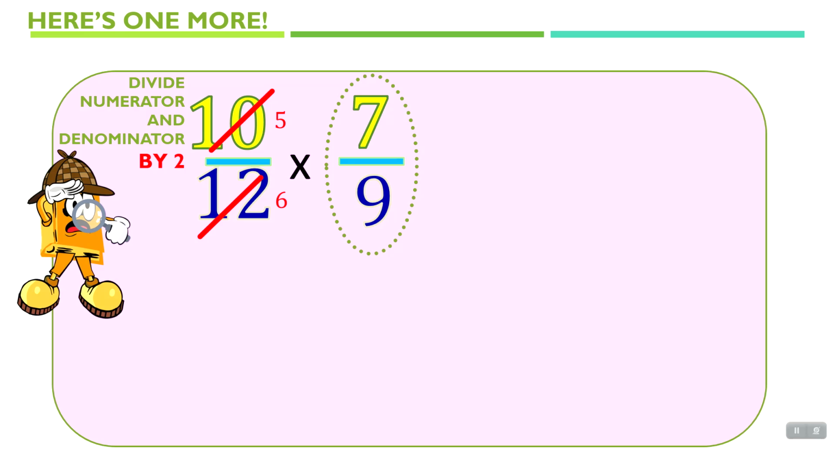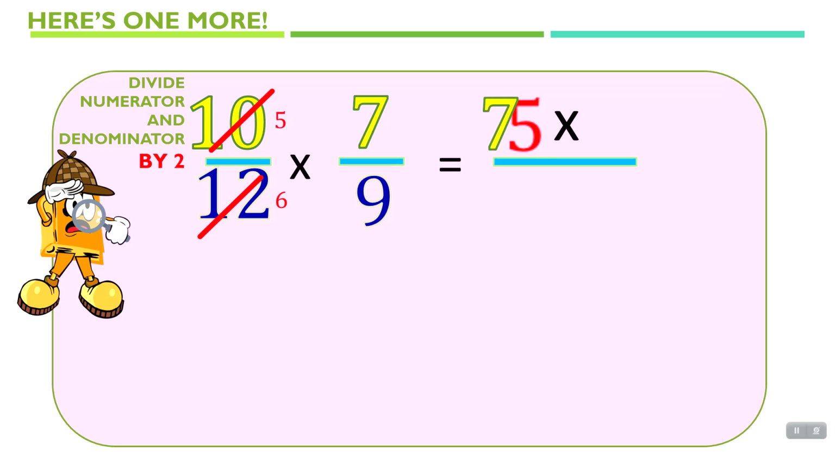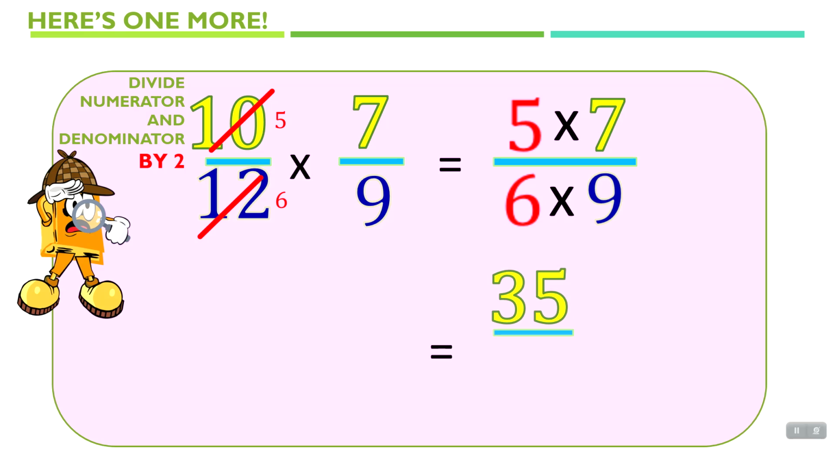And let's check the other numerator and denominator pairs just to be sure that we're done. 7 divided by 9 cannot be reduced. 7 over 6 cannot be reduced. And 5 over 9 cannot be reduced, so we're almost done. 5 times 7 as our numerator, and 6 times 9 as our denominator give us 35 out of 54.